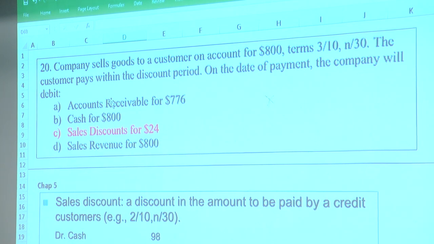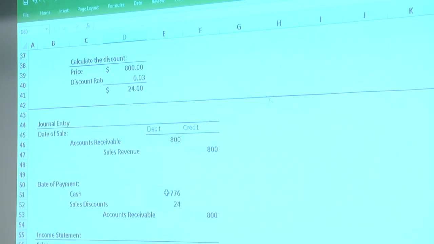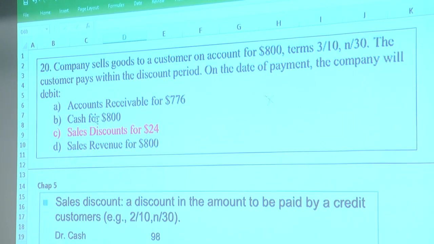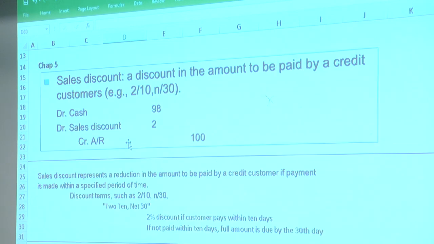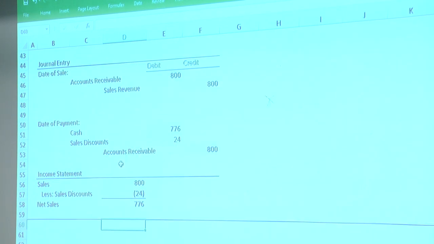So we saw that accounts receivable, it says the company will debit accounts receivable for 776. Over here, we're looking at the wrong account. We're actually debiting cash for 776. Another choice is cash for 800. Over here, it has the right account, but the wrong amount. So we know that's not right either. And choice D has sales revenue for 800, and that's the wrong account.